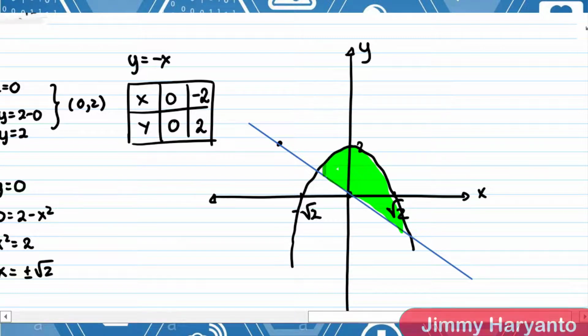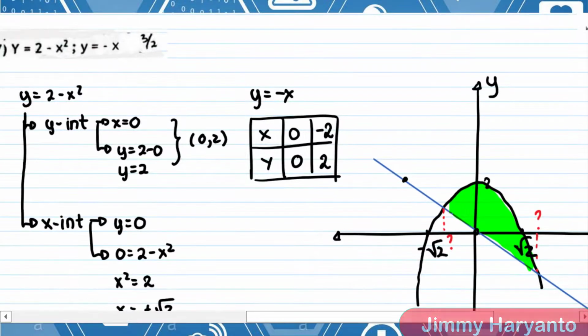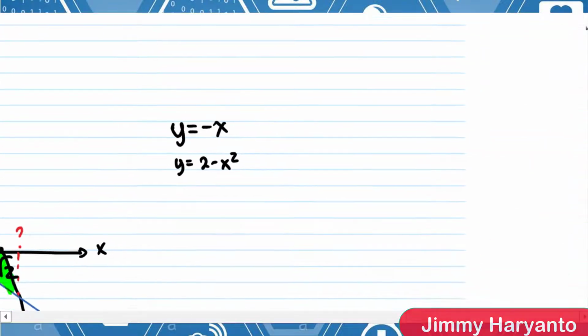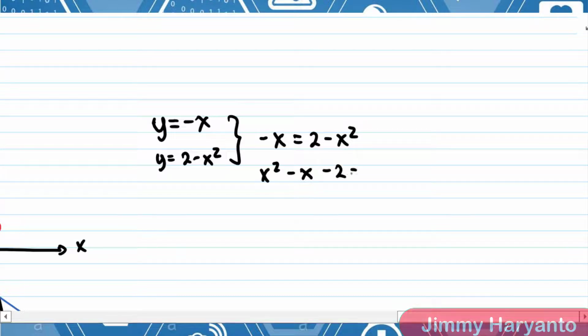Okay, we still don't have the boundaries of the area, so we have to find it first by substituting both equations, this one and also this one. Okay, let's substitute the equations. We have y equals -x, and also we have y equals 2 minus x squared. So you will write negative x equals 2 minus x squared, and then move to the left hand side. X squared minus x minus 2 equals 0, and then factorize it.